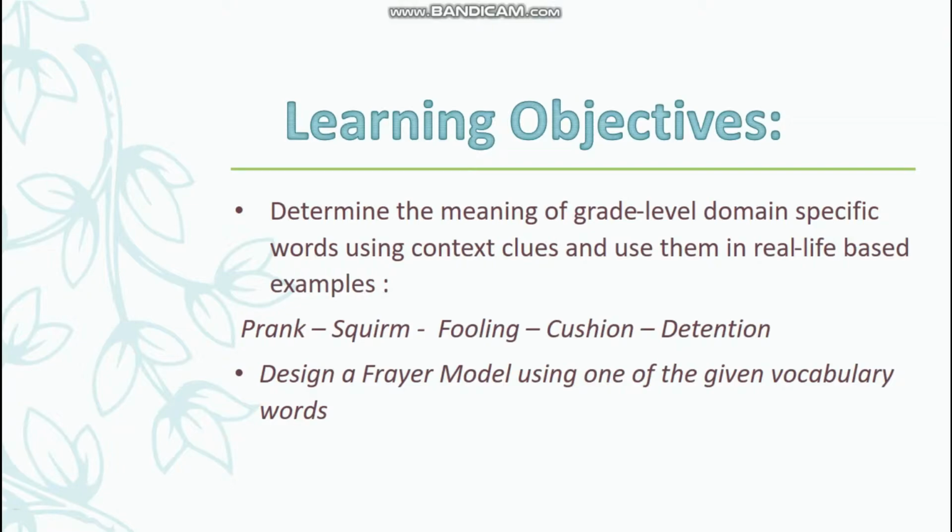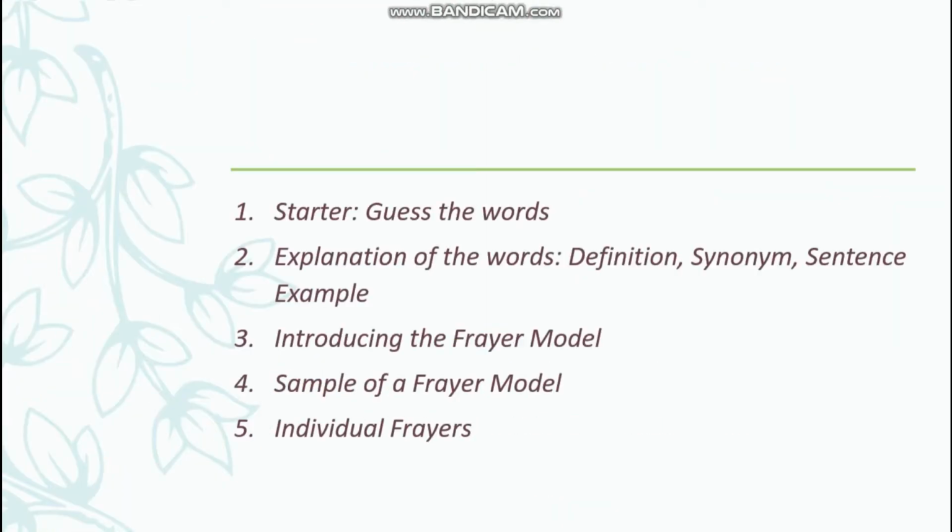Then the second objective, we're going to design a Frayer model using one of the given vocab words. So our outline is going to be the following. We're going to start with a starter, and it's going to be called Guess the Words. Then we're going to move to the explanation of every single word alone. We're going to provide definition, synonym, and a sentence example.